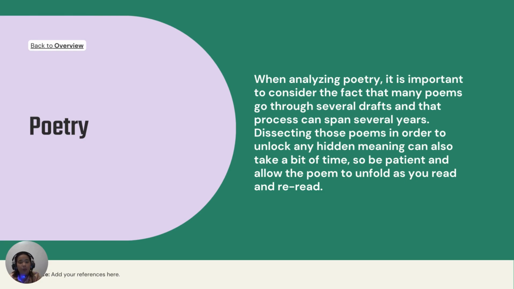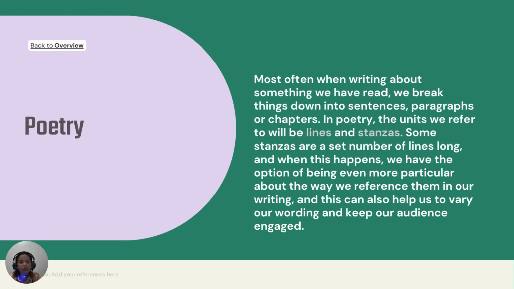So let's now move on to poetry. Again, when analyzing poetry, it is very important that you go through several drafts and dissect the poem in order to unlock the hidden meaning, which can take a bit of time. Sometimes you read it once, twice, thrice, or many times just to look into the meaning of the poem. That's why it's very important that you look into the background of the writer, and also when the poem was written, so that it's easy for you to analyze the poem. Okay? So let's now move on.